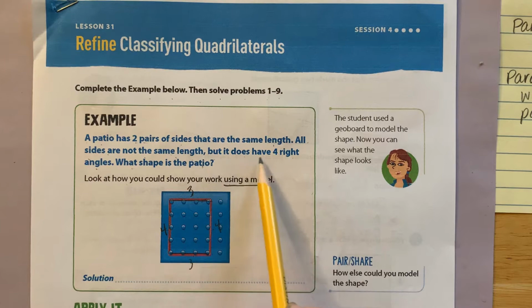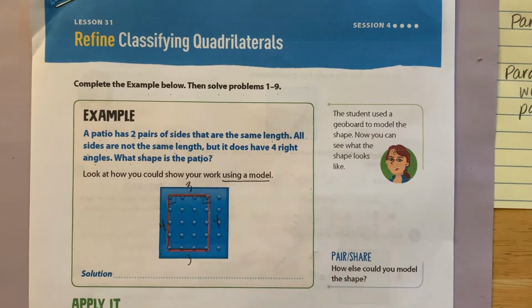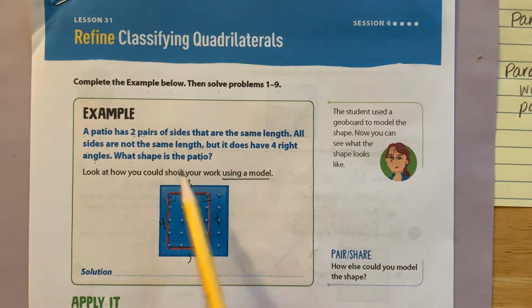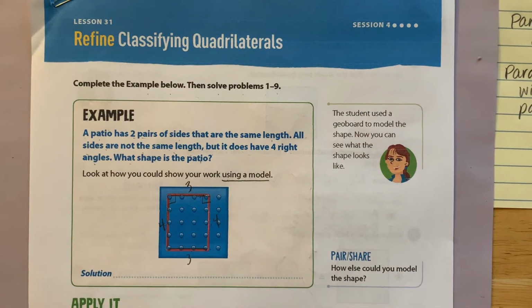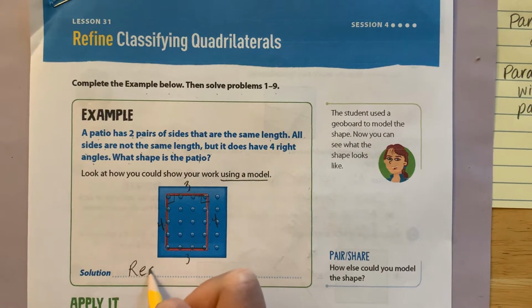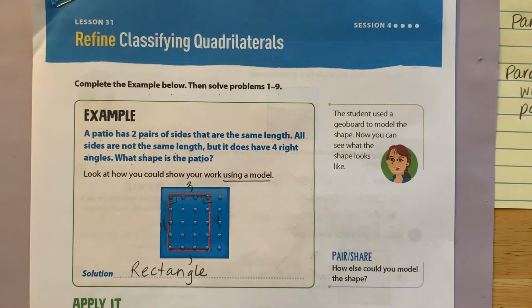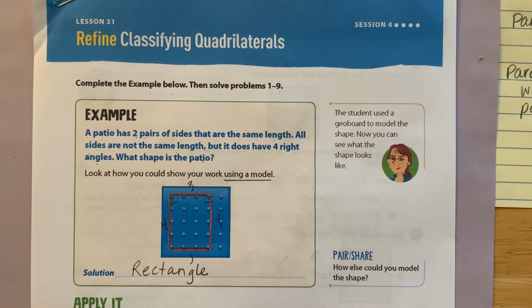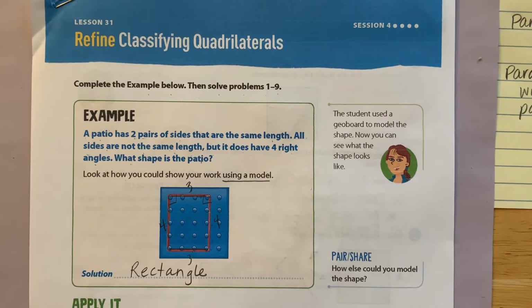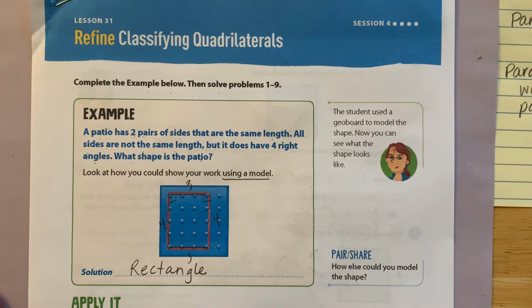But it does have 4 right angles. Are there 4 right angles? There are. I can use the corner here. It makes a corner. What shape is this? What shape is the patio? If you said rectangle, you're correct. We could also call it a parallelogram, and we could also call it a quadrilateral, but a rectangle is its very specific name. And remember, we want to be specific and precise in math.